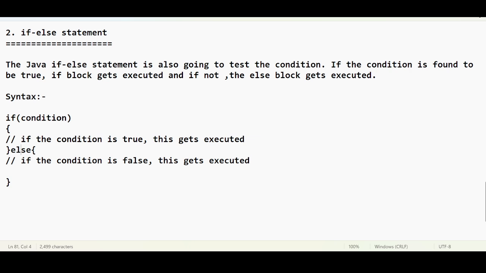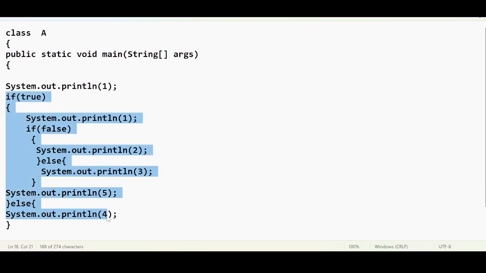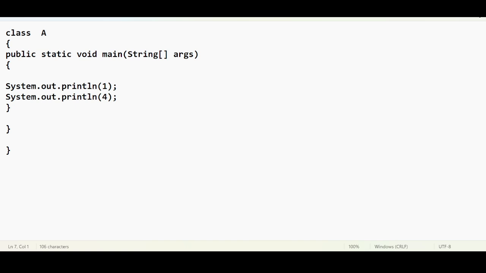Let us try to understand a simple example. Let me take two variables here: integer a equal to 10, integer b equal to 20. I will place the condition later. This is the if block, and I am placing the else block.